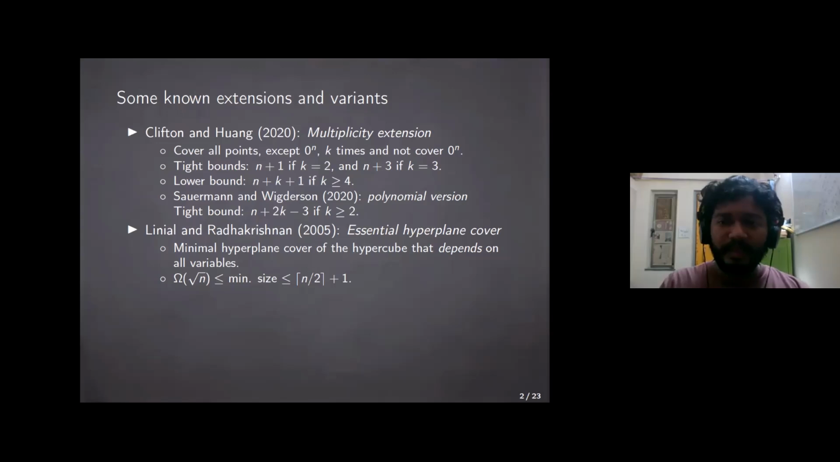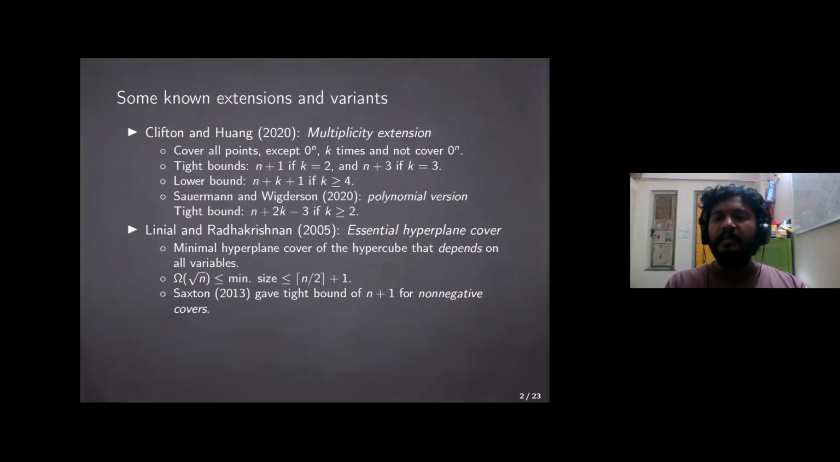The only mild improvement that we have was by Saxton in 2013, who gave the tight bound of n plus 1 when we restrict our attention to hyperplane covers where the hyperplanes are represented by linear polynomials having non-negative coefficients for every variable. The constant term in those could be negative, that's fine, but the coefficients of the variables should be non-negative. When you impose this restriction, it's a slightly different problem now. Even the upper bound gets pushed above, and the tight bound is now n plus 1.